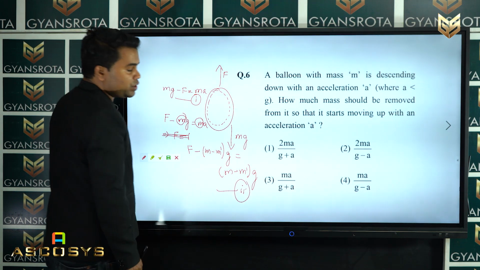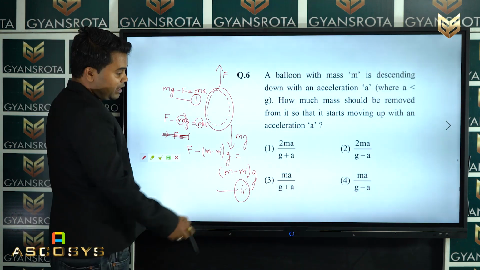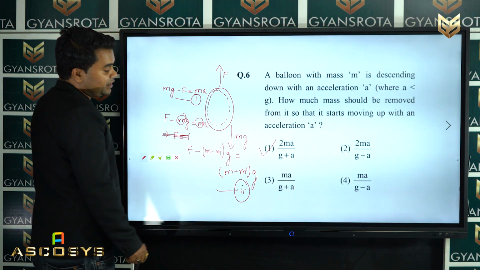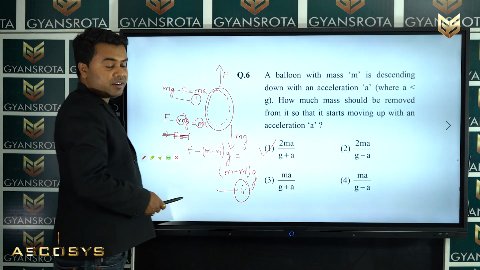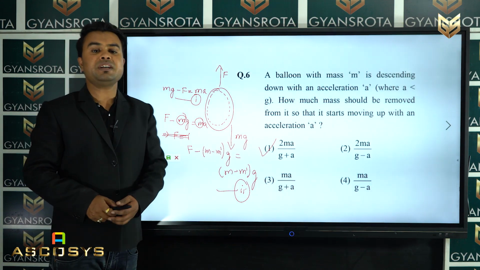Now if you solve this question, your final answer is going to come as this one, twice ma divided by g plus a. So this is the correct answer for this question. Now let us move to the next question, that is question number 7.